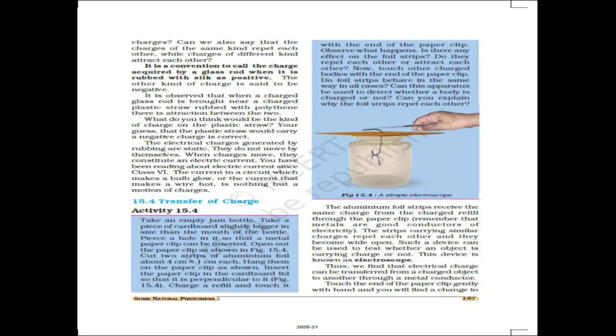Now the strips carrying the similar charge will repel each other. Already we have discussed this, right? When like charges are present, they will repel each other. Therefore, they will repel each other and become wide open. Such a device, which is used to check whether an object is carrying any charge or not, is known as an electroscope.